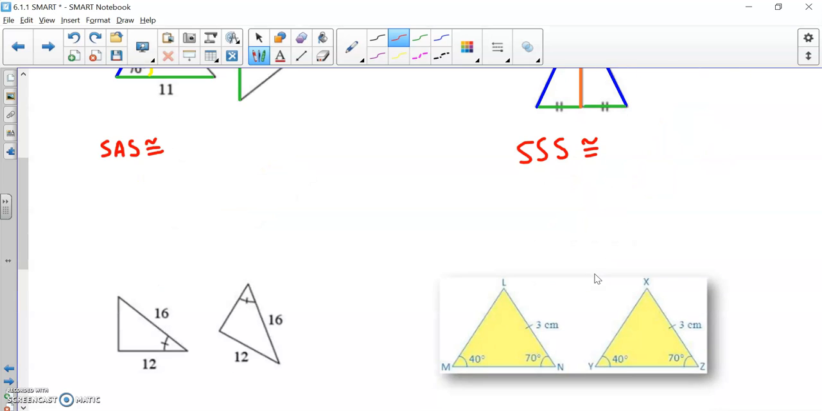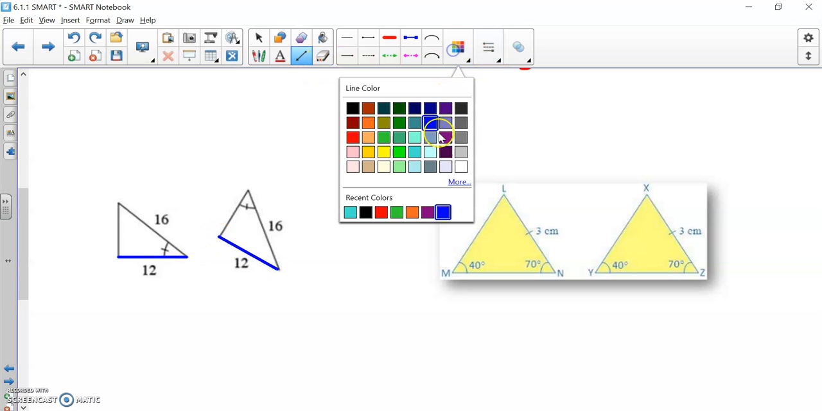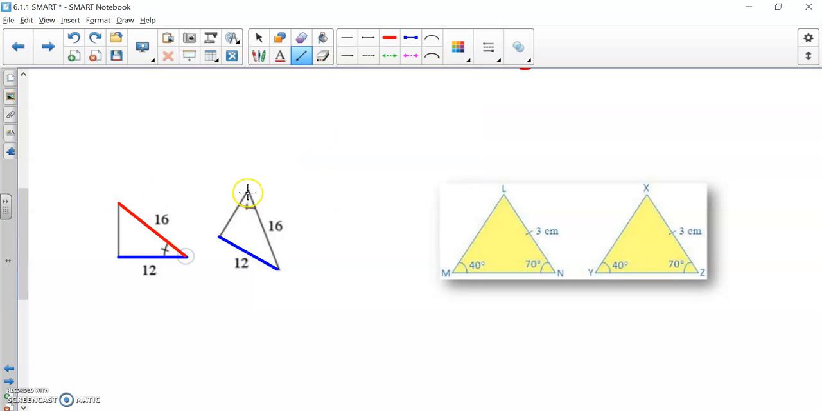Next up, let's start this one the same way. We will go ahead and start matching. Get my colors going here. All right, so we got a 12, we have a 12 here too. We have 16, and we have a 16 here as well, so that's a good sign. And lastly, we have this angle.